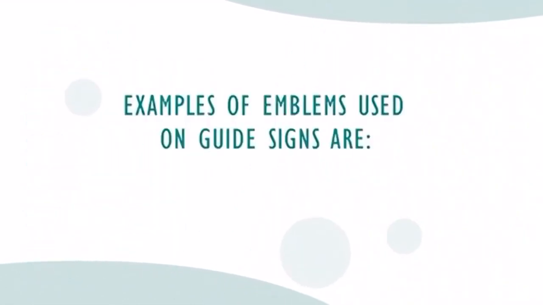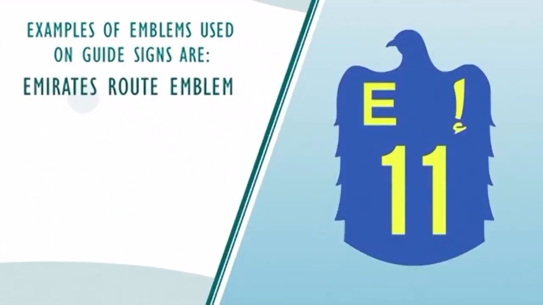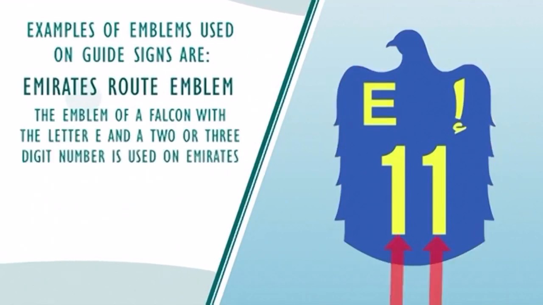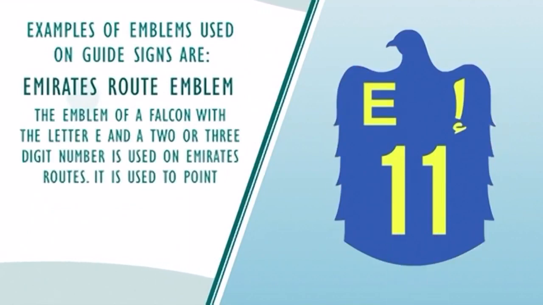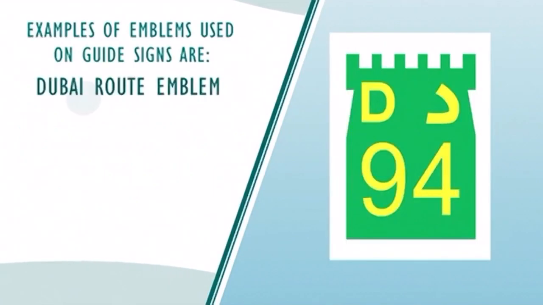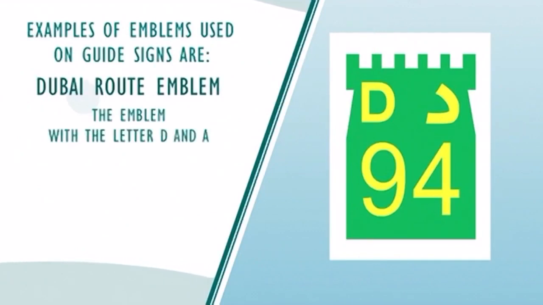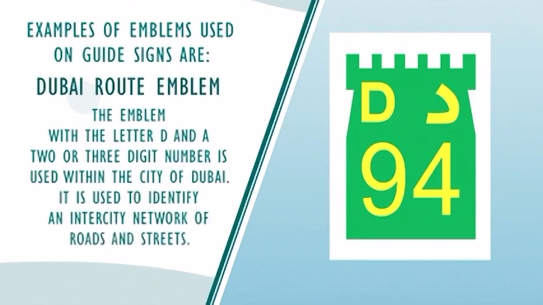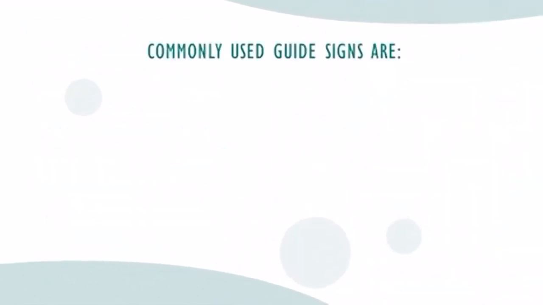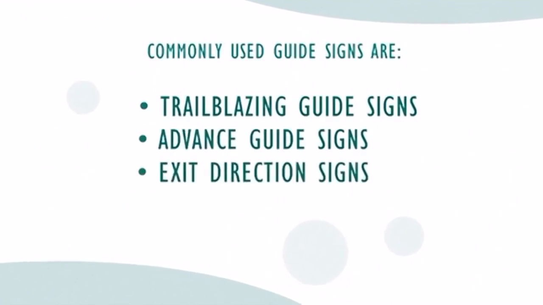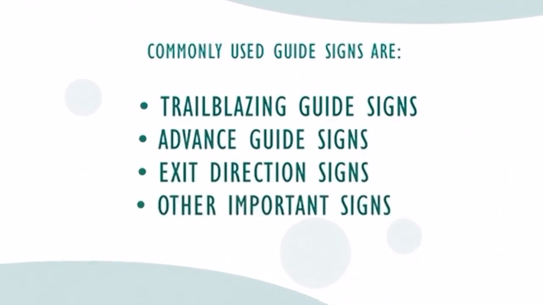Examples of emblems used on guide signs are the Emirates route emblem, the emblem of a falcon with the letter E and a 2 or 3-digit number, used on Emirate routes. It is used to point the roads that connect with other Emirates. The Dubai route emblem, with the letter D and a 2 or 3-digit number, is used within the city of Dubai. It is used to identify the intercity network of roads and streets. Commonly used guide signs are trailblazing guide signs, advanced guide signs, exit direction signs, and other important signs.